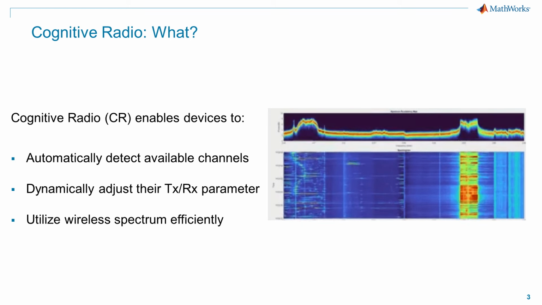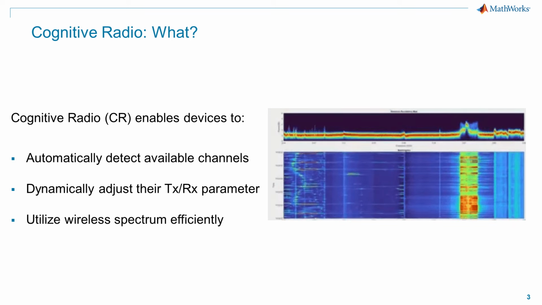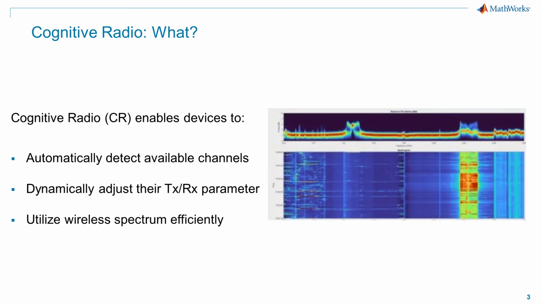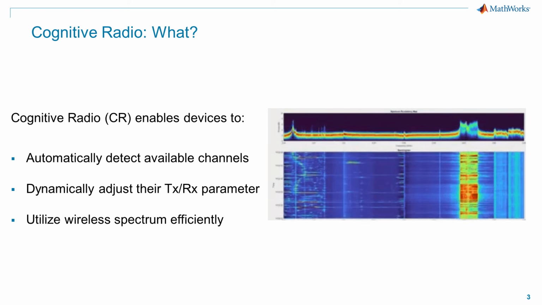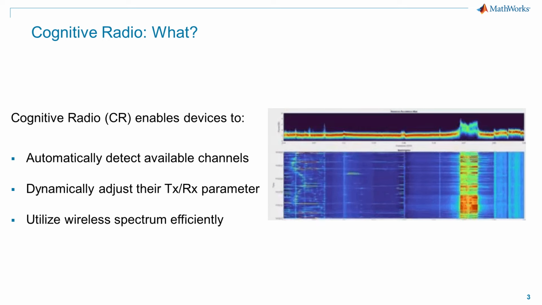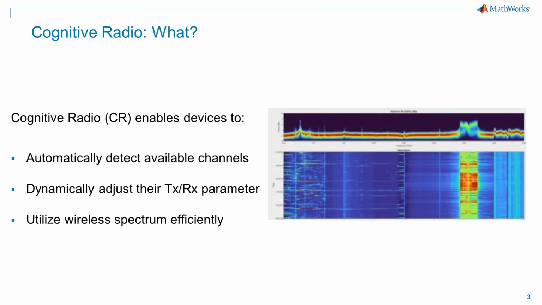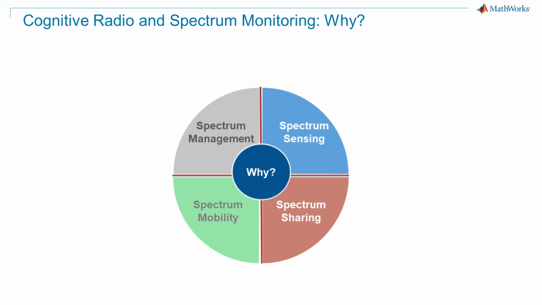Cognitive radio is an advanced form of wireless communication technology. It allows devices to automatically detect available channels in the wireless spectrum and then dynamically adjust their transmission or reception parameters to utilize the unused spectrum. This ability to sense and adapt to the environment makes cognitive radio a key technology for optimizing the use of limited wireless spectrum resources.